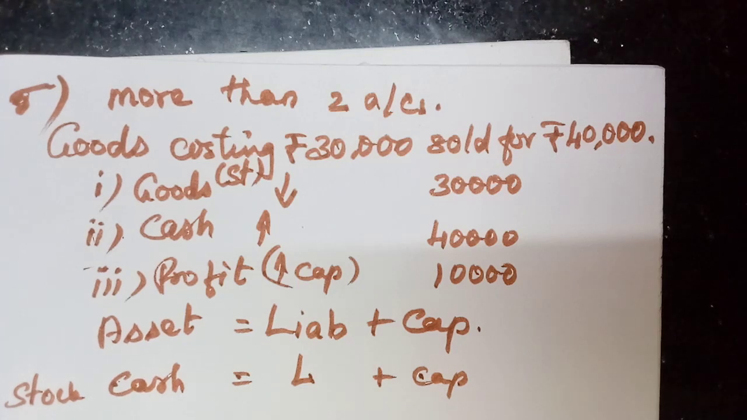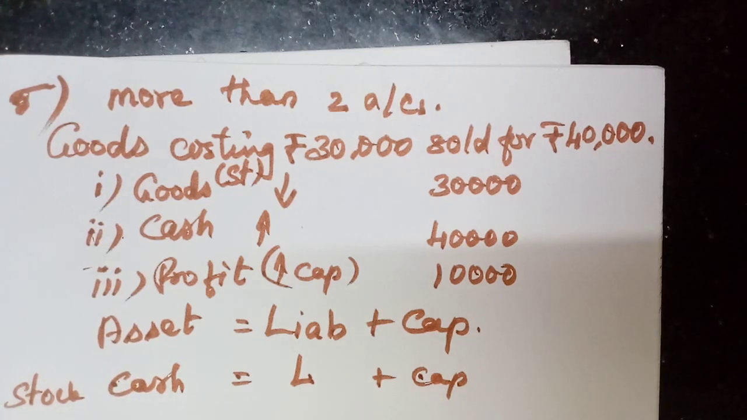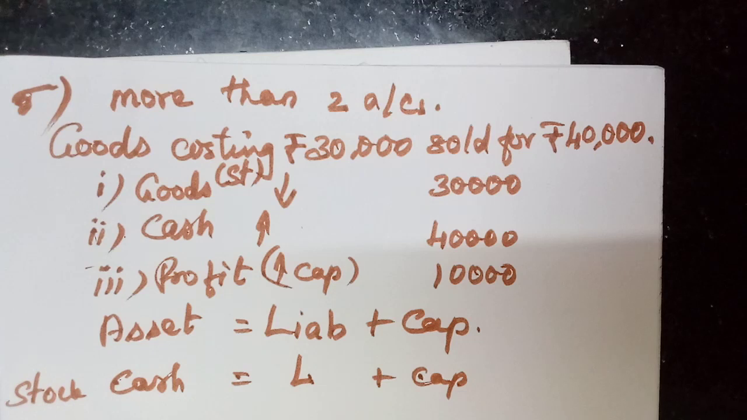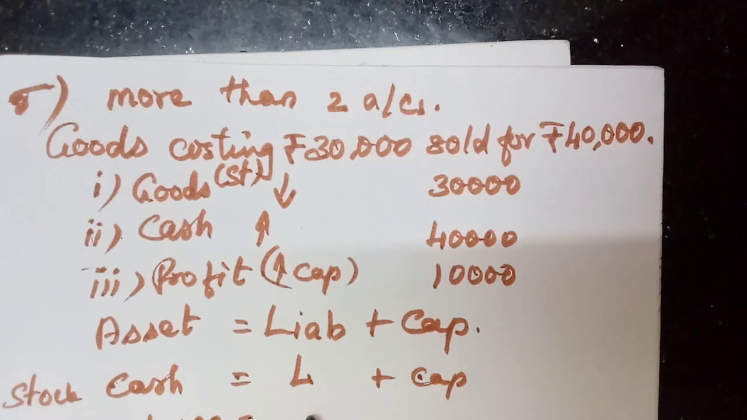Now, how much is stock? Stock is reducing. So, you should write minus 30,000. Minus 30,000. Cash is increasing, isn't it? So, whatever increases, you have to write plus. Whatever is decreasing, we should write minus. Okay. Liabilities as it is. Plus capital how much? 10,000. Now, you calculate.